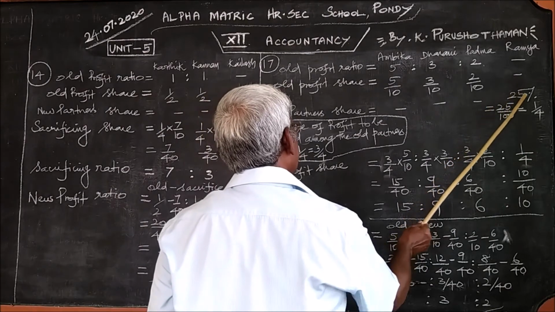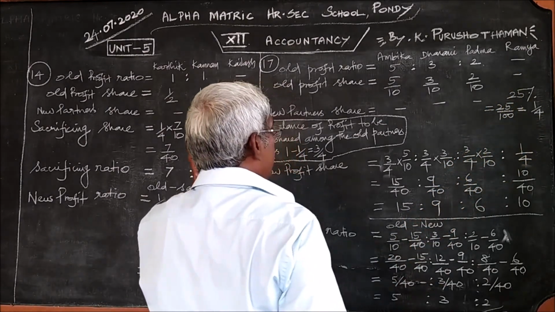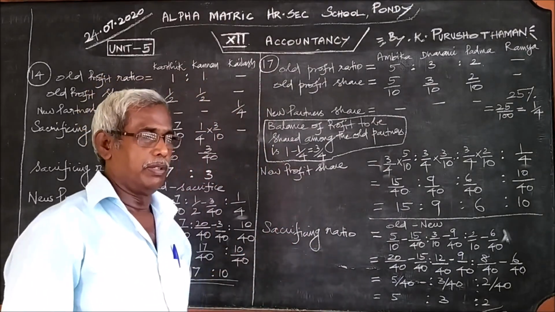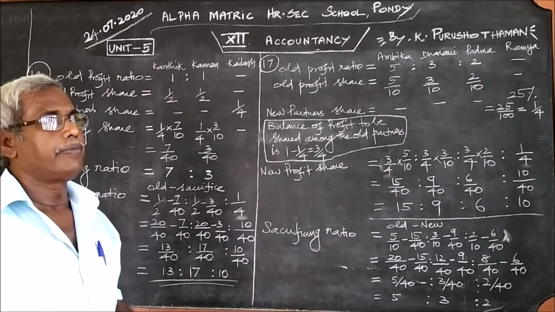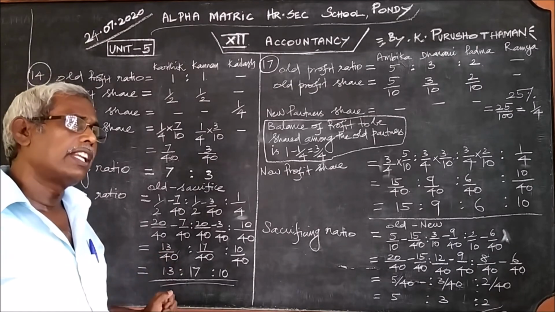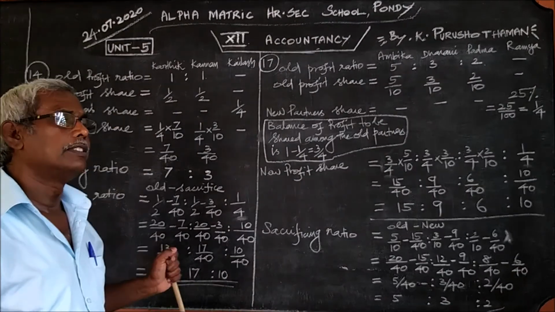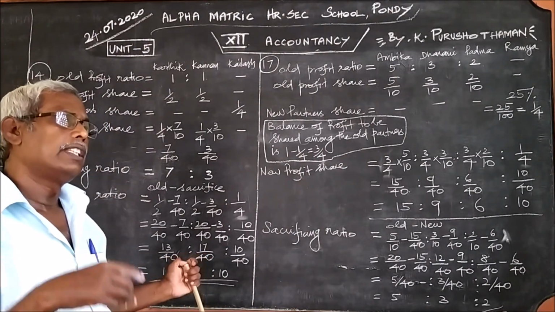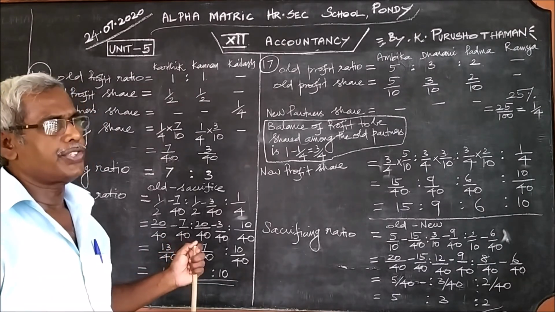25% in the sense 25 by 100, that is 1 by 4, is given to Ramya. And no other condition is given in this problem. If the problems are given like that, what should you do? You should take the total share as 1. From the total share, whatever share is given to the new partner should be subtracted.